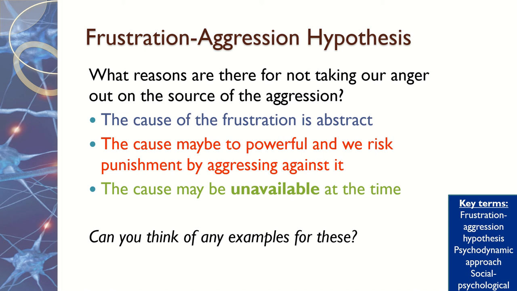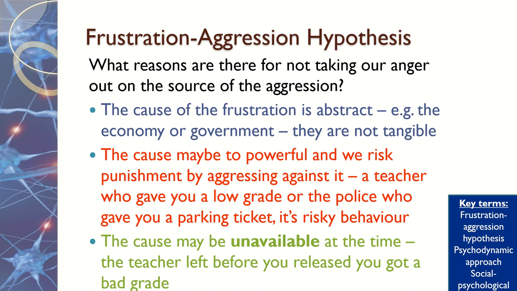It might be that it's too powerful and we risk punishment. So the person who we want to take it out on is too risky to take it out on, because that could lead us to losing our job or losing our status in society. And the cause may be unavailable. So we're frustrated because someone texted us something and we can't do anything. We can't take our frustration out on them because they're not actually there. So as an example, our frustration is abstract.